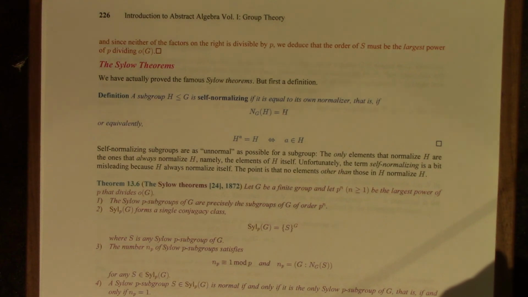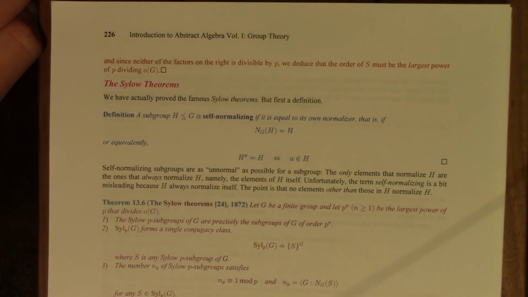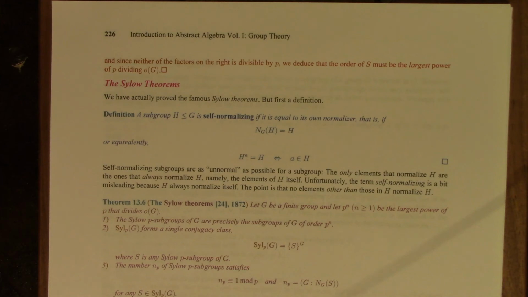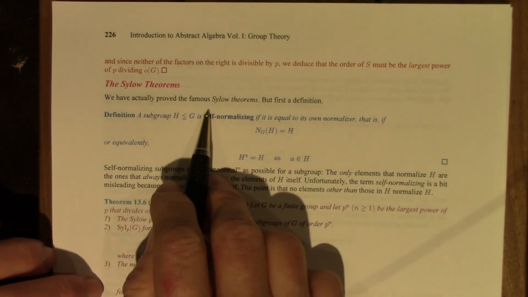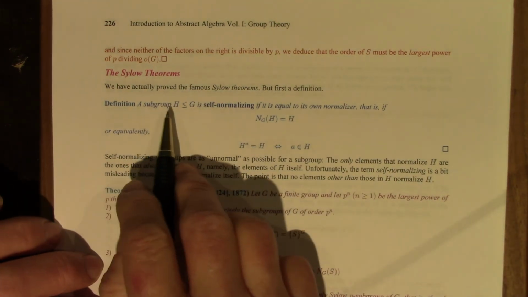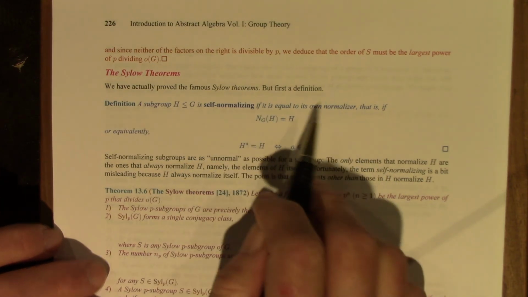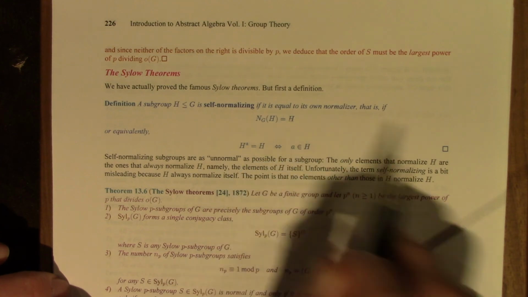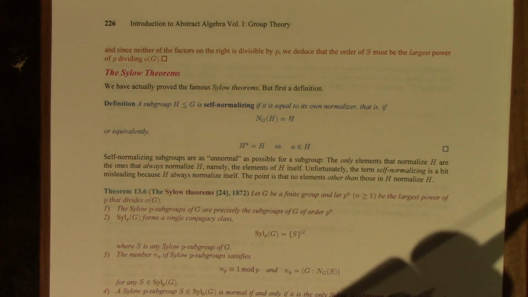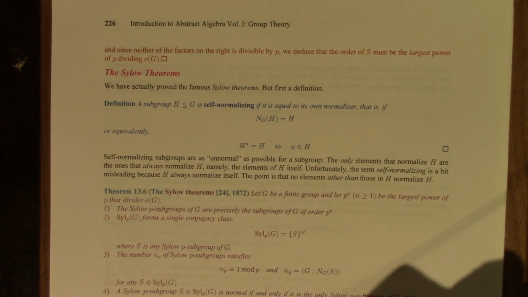Okay, we have completed the proof of the Sylow theorem, but we need to gather all this information together. And I want to add a definition to the mix here. A subgroup H of G is self-normalizing if it's equal to its own normalizer, which means nothing normalizes H except the elements of H themselves, which always normalize.